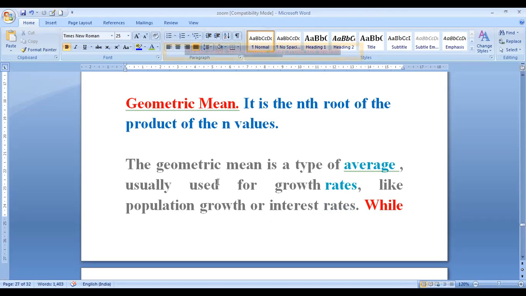Earlier we discussed that there are types of averages: how we can calculate arithmetic mean, geometric mean, harmonic mean. So geometric mean is one type of average. Usually it is used for growth rates. Generally, we can use the geometric mean when we are estimating population growth and interest rates. When estimating population growth, we can use a simple growth rate as well as the geometric mean.